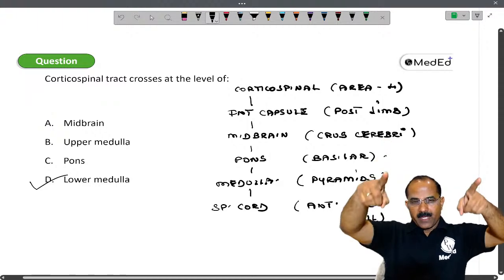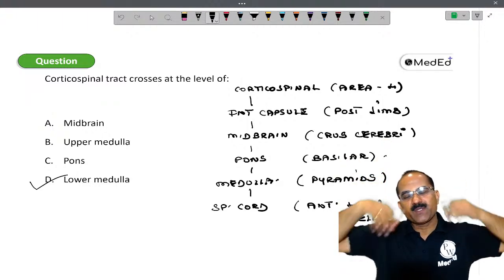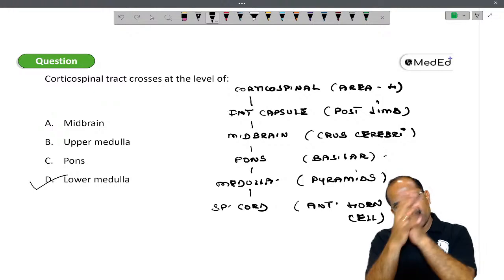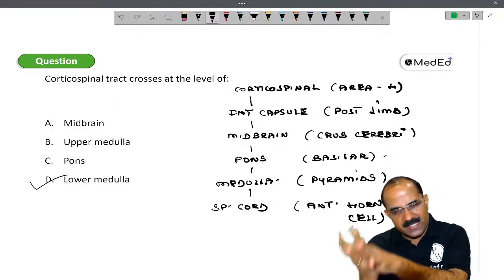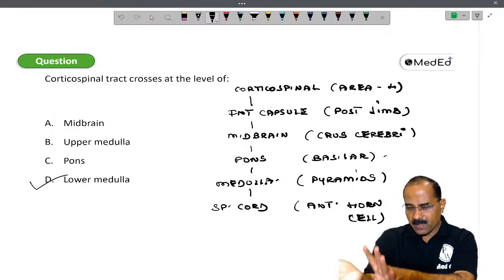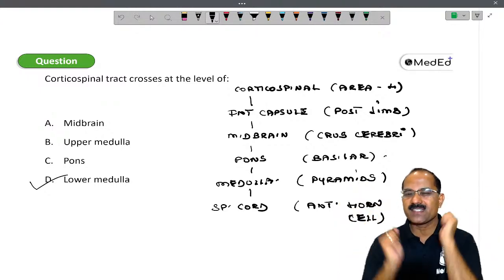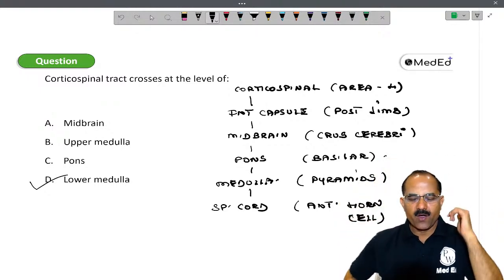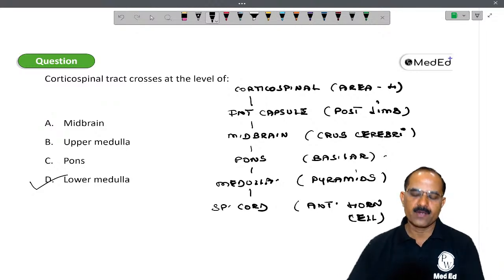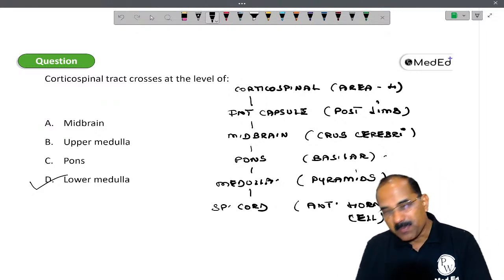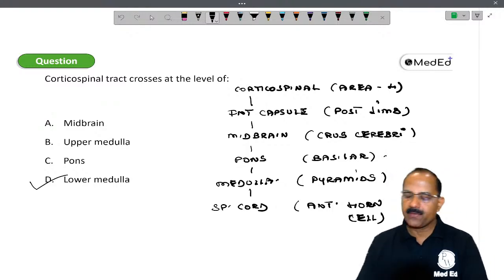So they begin from area number 4, they cross the internal capsule, they line the posterior limb of the internal capsule, they come in the midbrain, crus cerebri, pons, basilar part. Which part of the pons? Basilar part. In the medulla, they cross, they form elevations, that's pyramids, and then they go to the anterior horn cell of the spinal cord. Clear? So that's the corticospinal tracts or the pyramidal tracts.